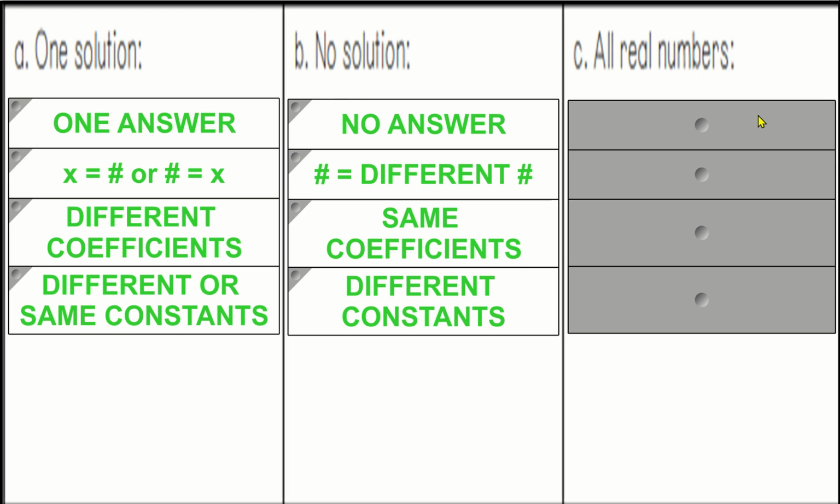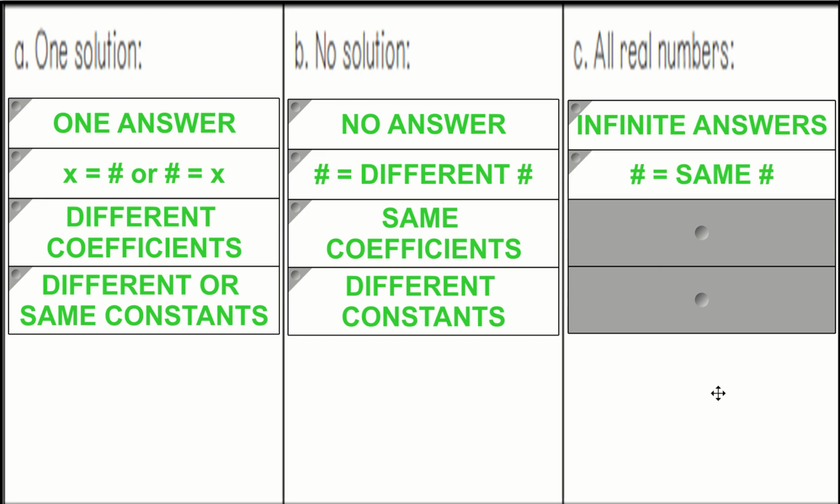For the all real numbers or infinite solutions case, there are infinite answers. Any number you plug into the equation is going to give you a correct answer. When you go through your steps to solve it, you're going to end up with a number equaling the same number. So you would have like 3 equals 3 kind of thing. You know, a true statement, but no variables. The variables cancel out.